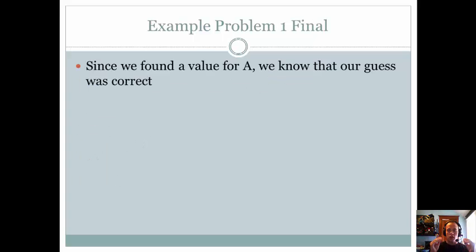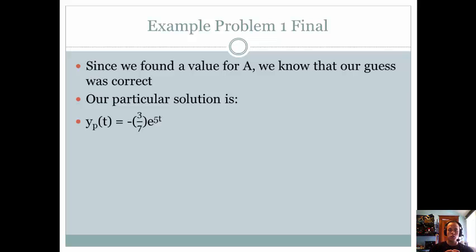Now, since we found a value for A, we're pretty sure that our guess is correct. And all we have to do to check that is to plug it back in to our original function. If we did that, we would see that our guess is correct, that everything solves out. We get the left side equal to 3e to the 5t, and the right side is equal to 3e to the 5t. We know that our guess was correct. So that means our final particular solution is y particular of t is equal to negative 3/7 e to the 5t.